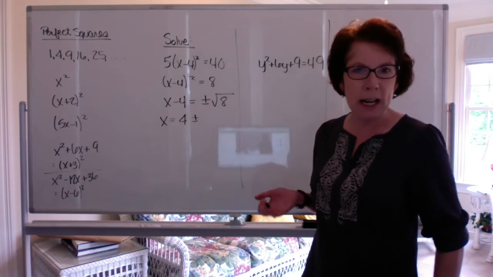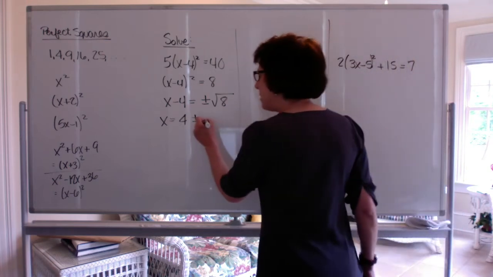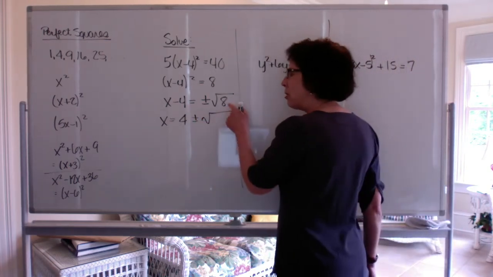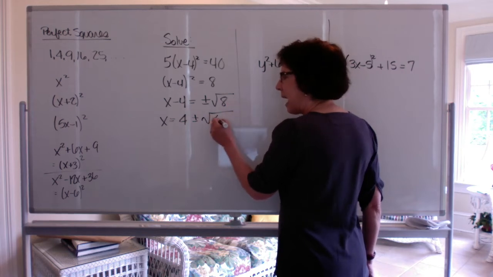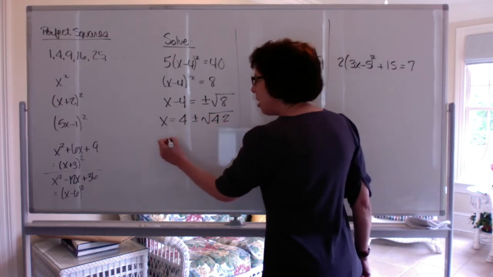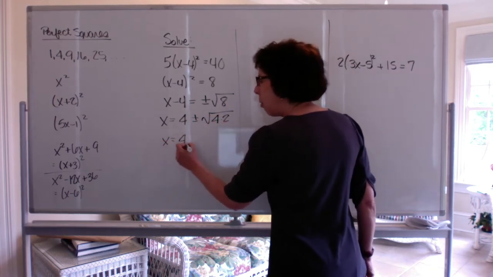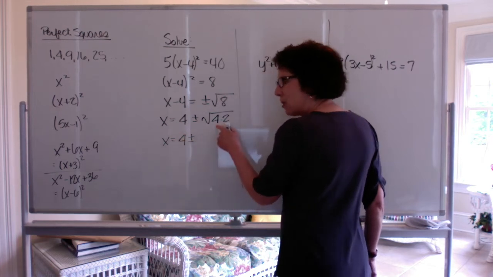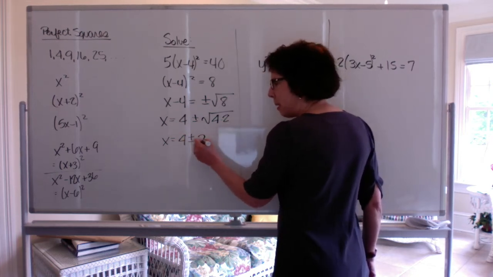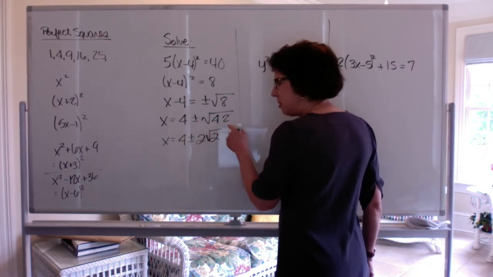Now you probably know how to do this by now, but let me go ahead and write out the steps. It's going to be the square root. Do I have a perfect square factor here? I do. 4 times 2. So final answer, x equals 4, plus minus, bring out the square root of 4 and simplify it to the number 2, leaving me with a root 2 inside.